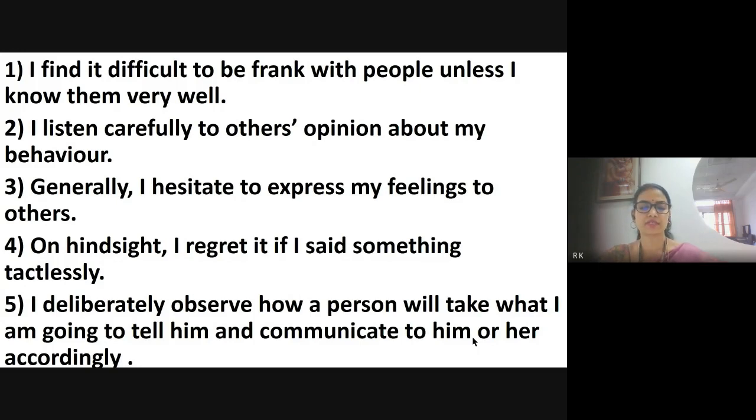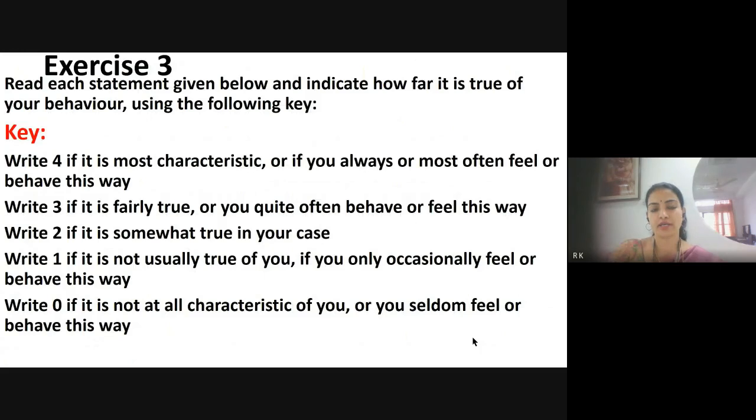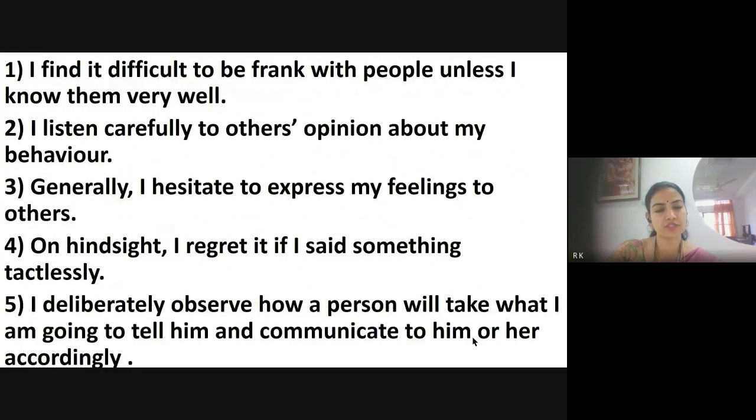And the fifth statement is, I deliberately observe how a person will take what I am going to tell him and communicate to him or her accordingly. Yes, I consciously observe how a person will take what I am going to tell him and communicate to him or her accordingly. Generally, people will not receive us the way it has to be. Sometimes they take it very offended. So I can observe that. Can you observe? Is it most of the time you? So I hope the key is very clear. So 4, 3, 2, 1, 0. Zero is it is not at all like me. Okay. So this is the fifth statement.